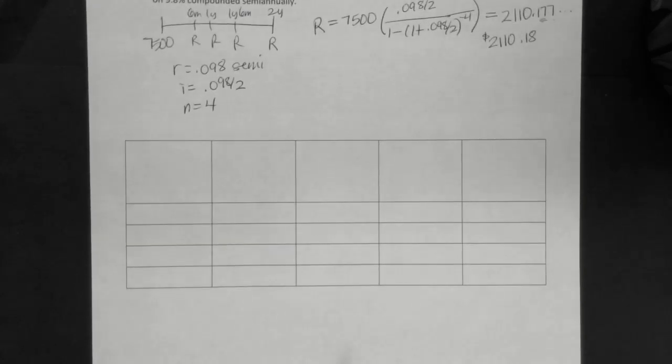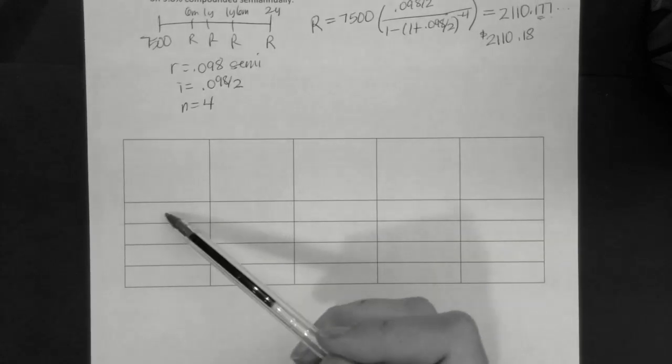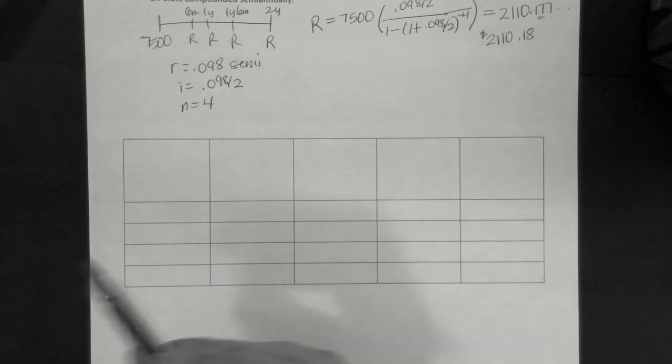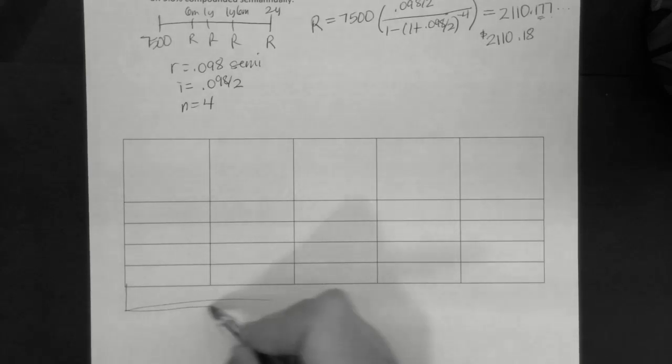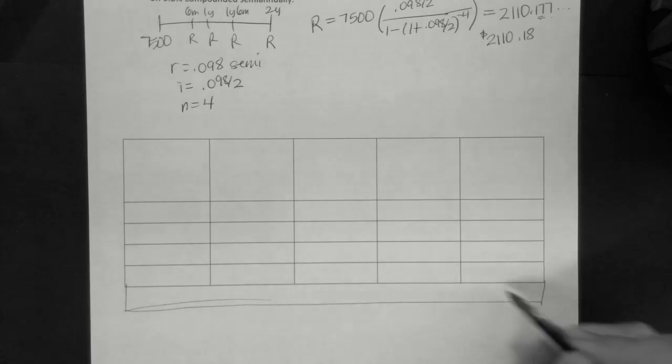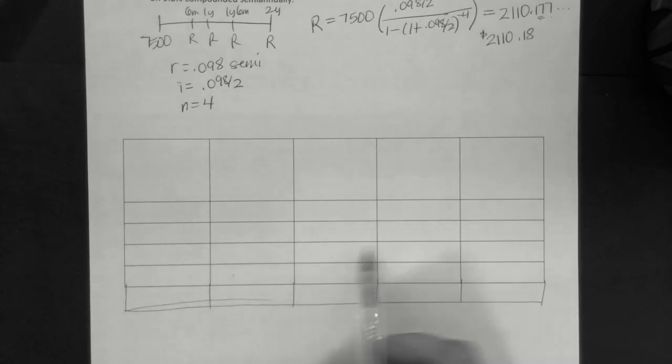So go ahead and take a moment and construct a table. You will need 1, 2, 3, 4, 5. I believe I needed one more. So you'll need a table that has about 6 lines to it at least. More is better. And then you'll need 1, 2, 3, 4, 5 columns. Okay? Let's go ahead and take a minute and then unpause when you're ready.